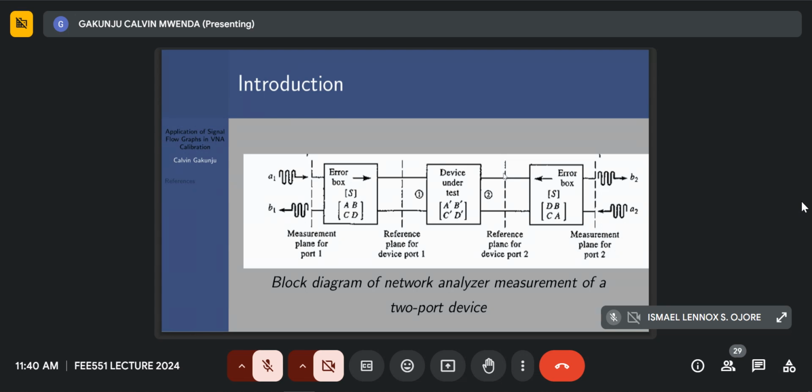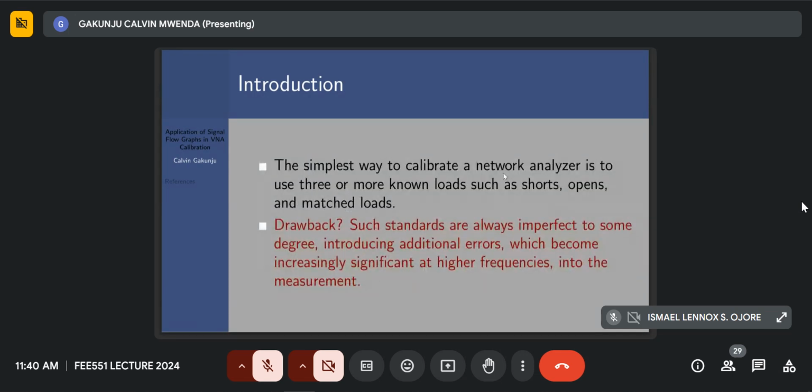The input side with the incoming voltage wave and reflected voltage wave, and the right side with the reflected voltage wave B2, which is the output, and the input of E2 being the incoming voltage wave.